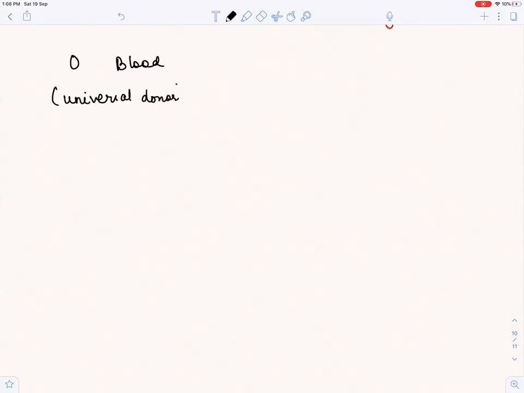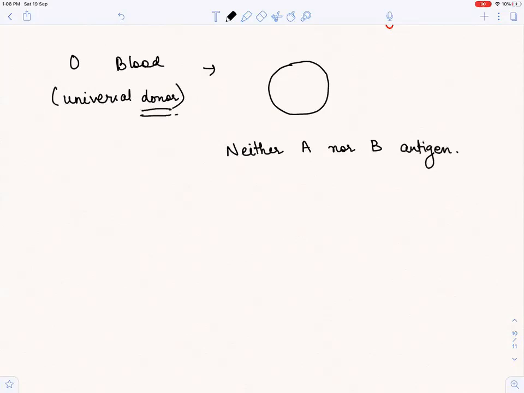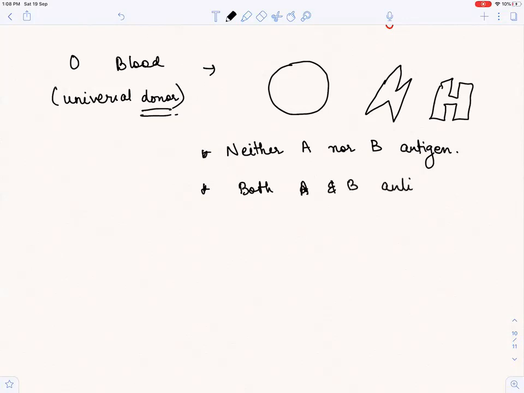donor. So the O blood group erythrocyte has O, 0. Which antigen is there? Neither A nor B antigen. This is the universal donor. In the donor, the antibodies are what matter. So it has what? It has both antibodies, both A and B antibody.